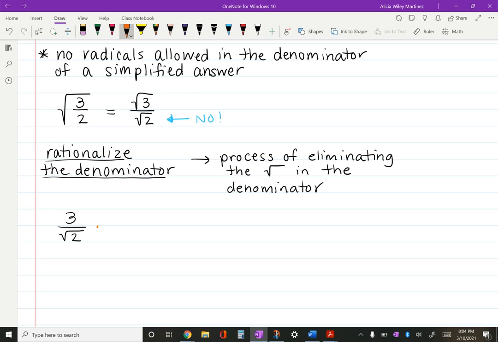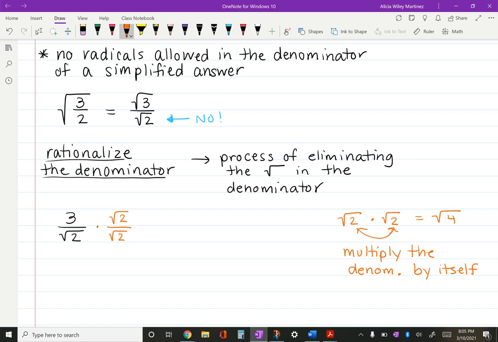Well, one way we can get rid of a radical, if I have a radical, I just need to multiply it by itself. And what that will create is a number underneath the radical that's a perfect square. So in order to rationalize the denominator, we just multiply the denominator by itself. Okay, so I'm going to multiply that by the square root of 2. Now with a fraction, just like if you were finding common denominators, whatever you multiply to the bottom, you must also multiply to the top.